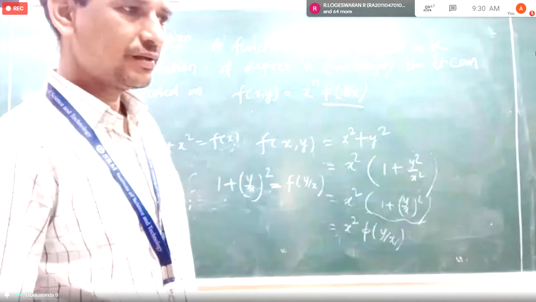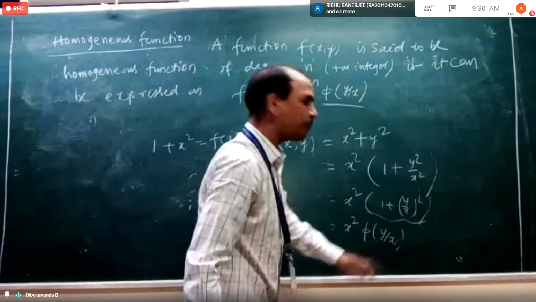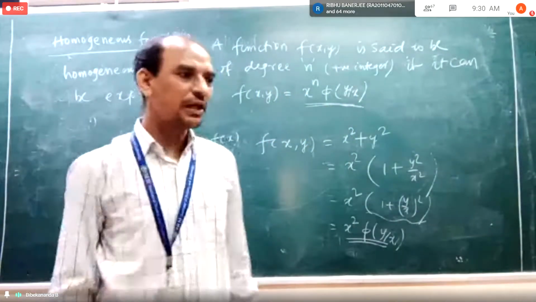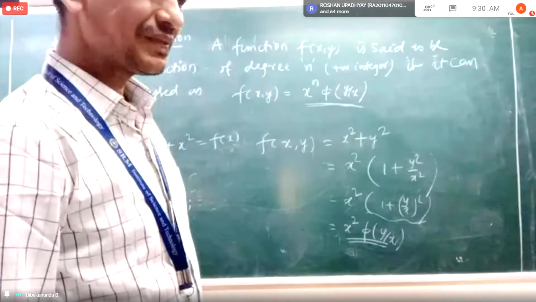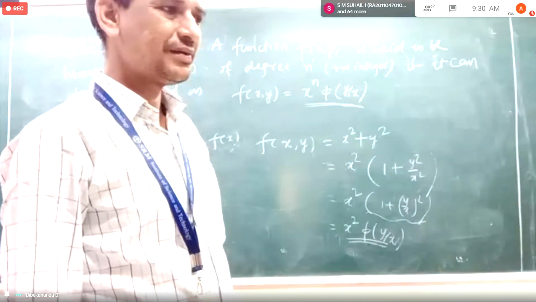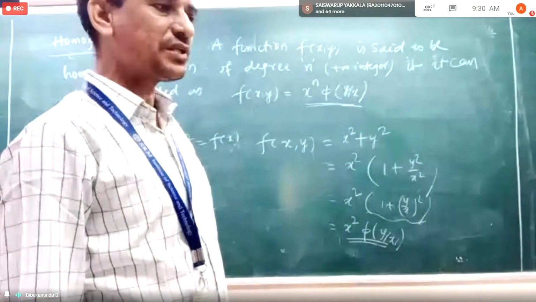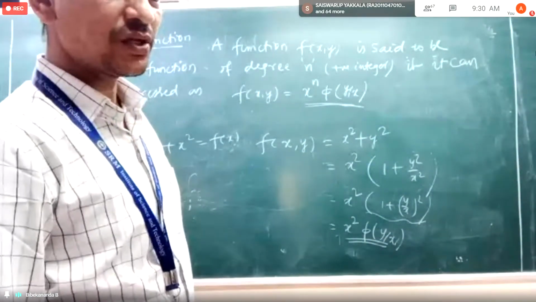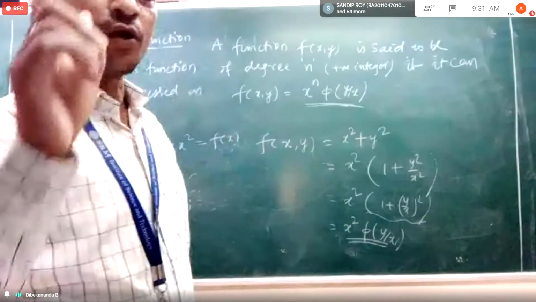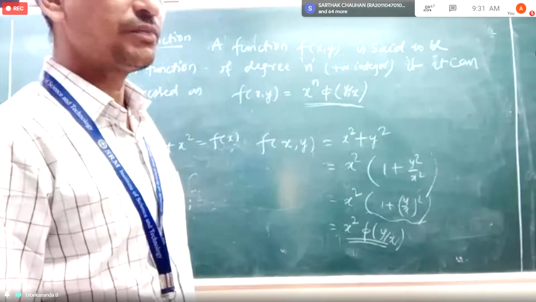So I can write it x square into phi of y by x. Just compare this expression with this. Whether they are similar? Yes. Then what is there in place of n? 2. So how can you say this function f of x y equal to x square plus y square, whether homogeneous or not? Homogeneous of degree 2. Very good. It is a homogeneous function of degree 2.